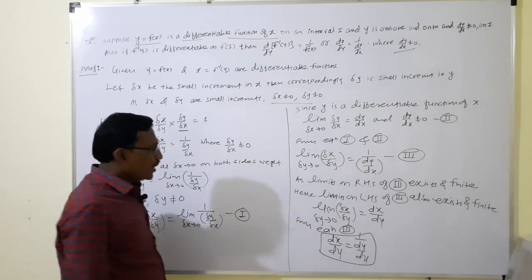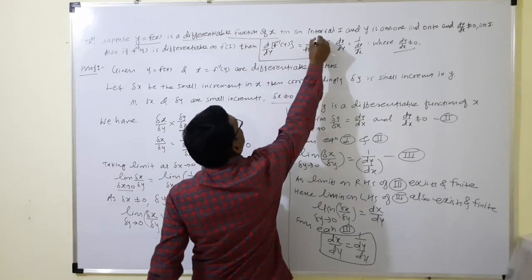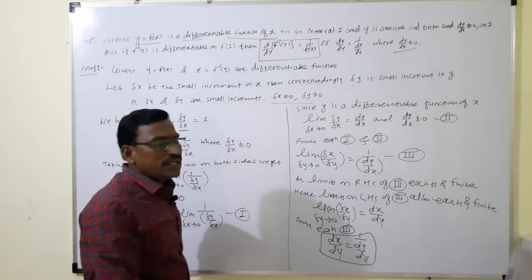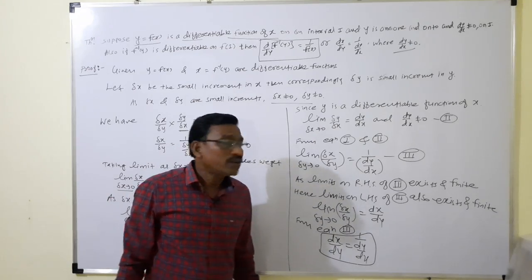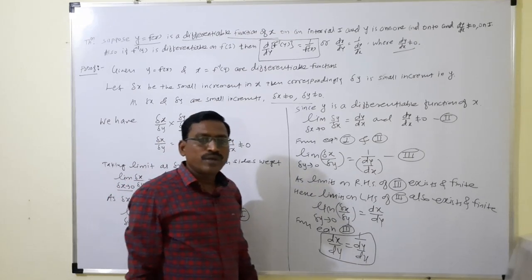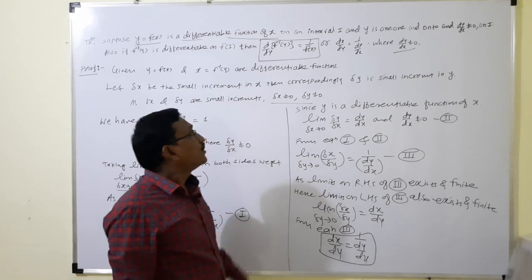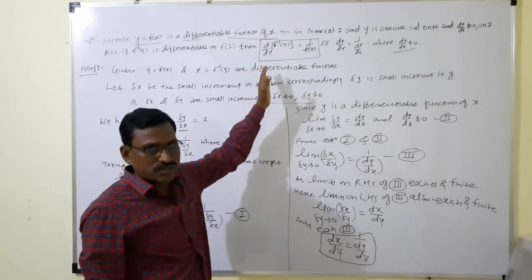Now an alternative proof here. This is already given in your textbooks, already proved there, so you may copy this alternative proof of derivative of composite functions.